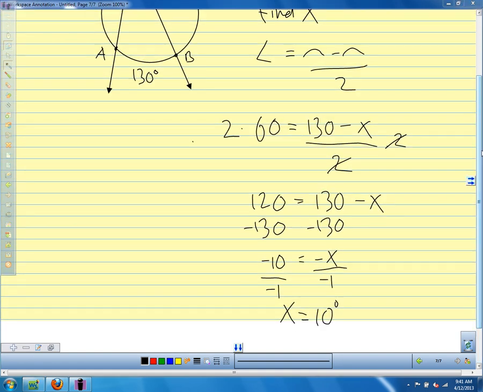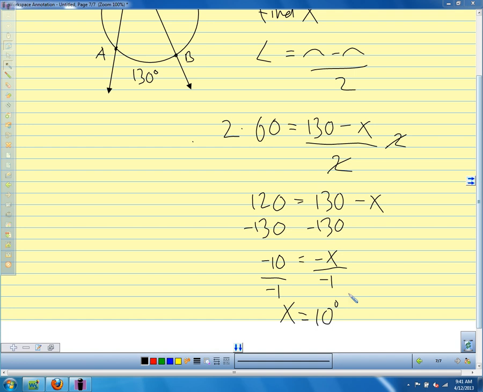So, just like we've done a lot of times in the past, if we have our formula, we're trying to find one part of it, plug everything we have into the formula, solve for the part that we don't have. And if you get a negative for your angle or your arc, then you made a mistake somewhere. Your angle or arc should always turn out positive. Any questions?